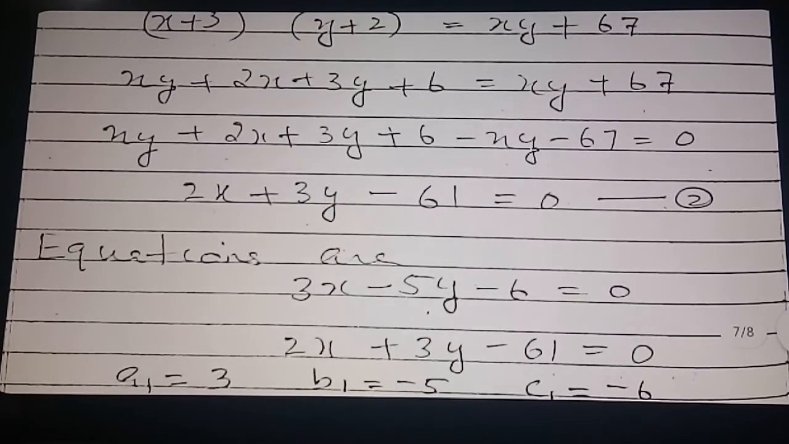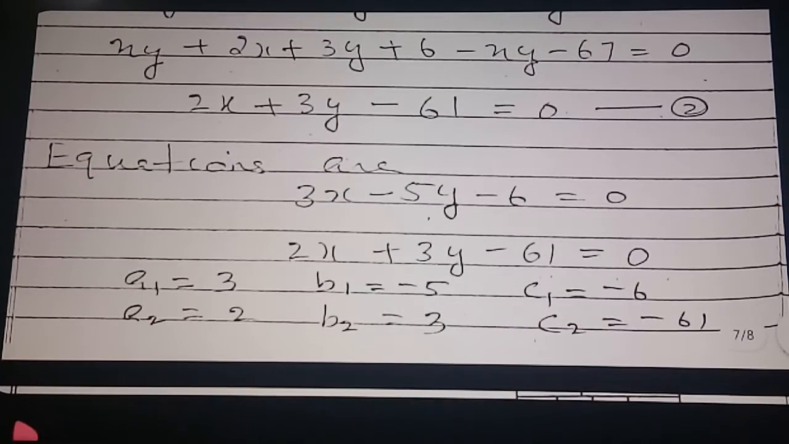Now write both the equations up and down. Then write down A1, B1, C1 and A2, B2, C2. Easy to write, no? What is A1? Coefficient of x. Here B1 is the coefficient of y and C1 is the constant term. Here A2 is 2, B2 is 3 and C2 is minus 61. Okay? And arrange the coefficients.